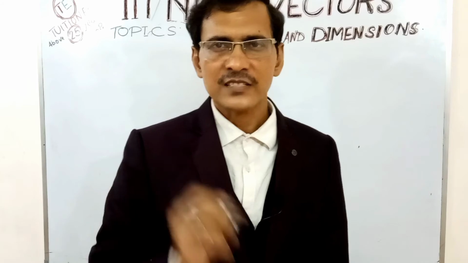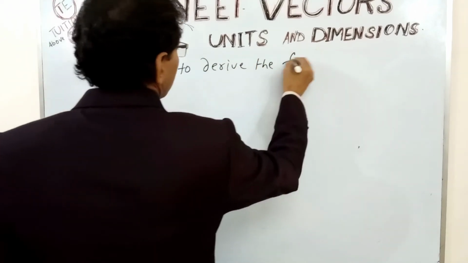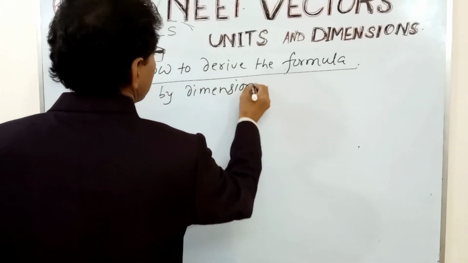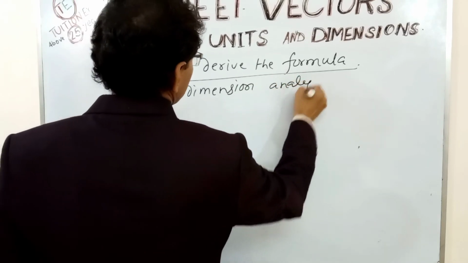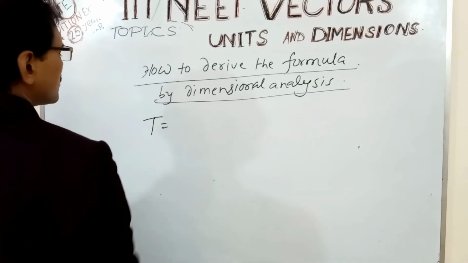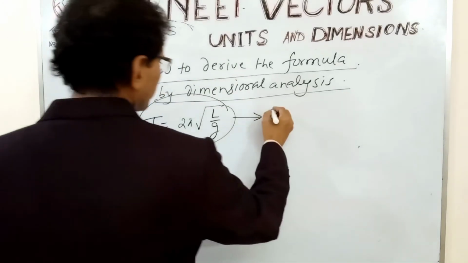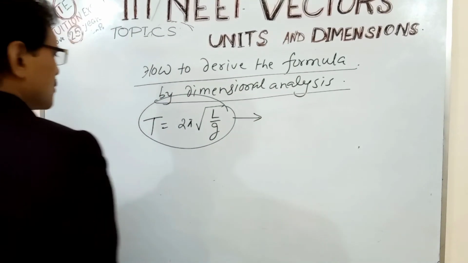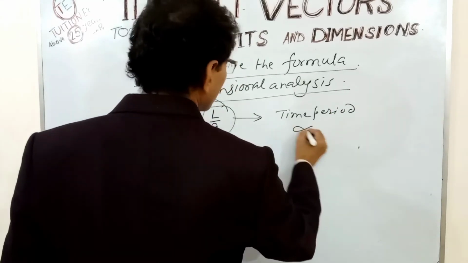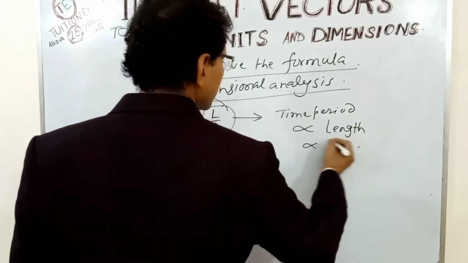Now next step is how to derive the formulas. Suppose the time period of a pendulum. We know the formula, but we have to derive this formula by dimensional analysis. You are given that the time period of a simple pendulum is proportional to length and acceleration due to gravity. So time period is proportional to length and also g.